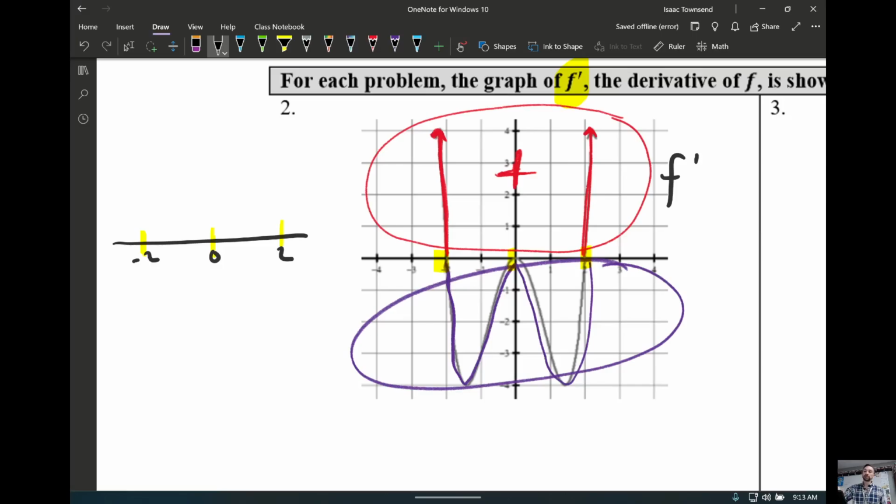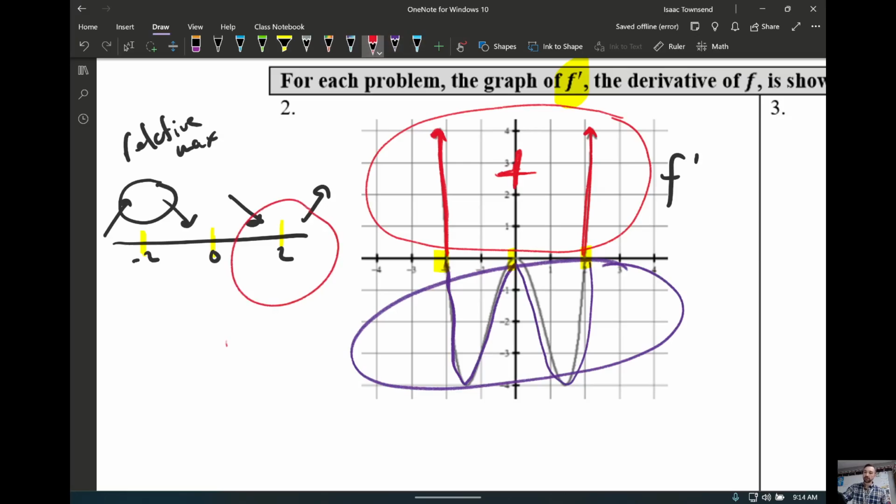That's like the critical numbers. He was positive, then he was negative, and negative again, and then positive. And if you write it out like this, then you can visualize there's a relative max at x equals -2, and there's a relative min at x equals +2.